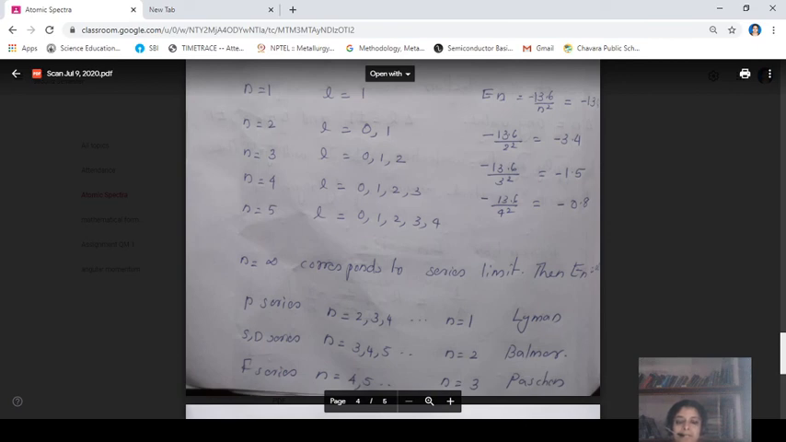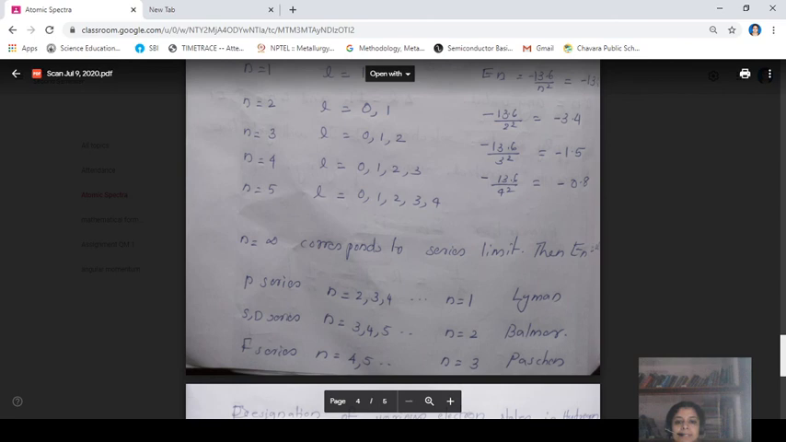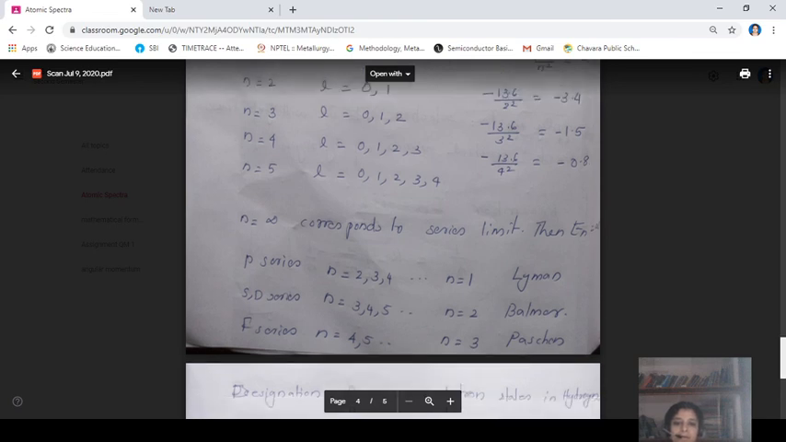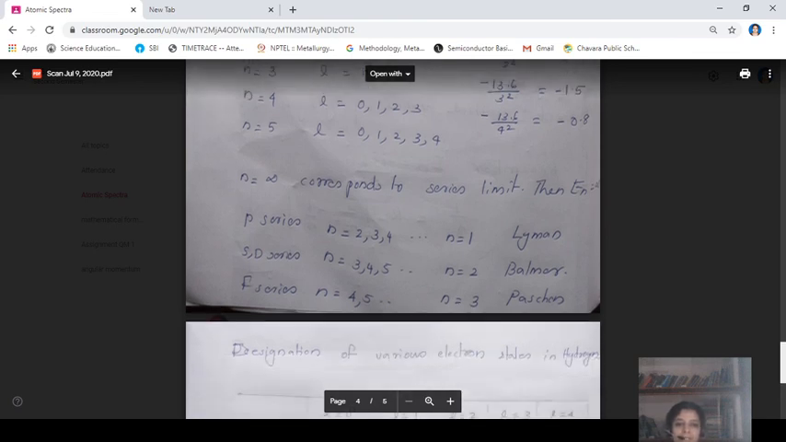Now the P series is the one in which n equal to 2, 3, 4, etc. go to n equal to 1, and this is the Lyman series actually. For the S and D series, the transition n equal to 3, 4, 5 to n equal to 2 belongs to the Balmer series. The F series, n equal to 4, 5 to n equal to 3, is the Paschen series.